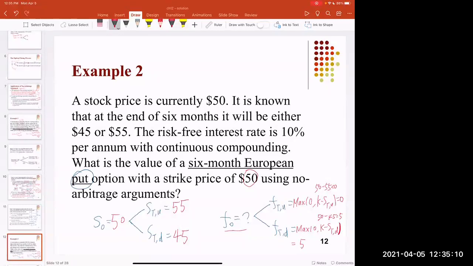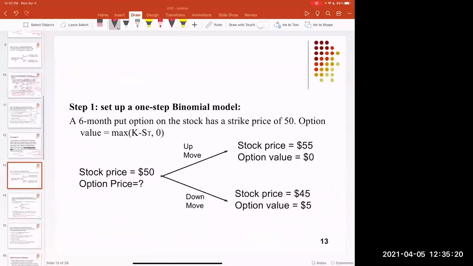So this is basically step 1. We figured out the binomial tree for the stock and the option. That's the first step. You can combine them or separate them: the setup for stock price and option. Stock price 50, going up 55, going down 45. Option value when the stock price goes up is 0, going down is 5. So that's the first step. You need to figure out the binomial model for the different securities.